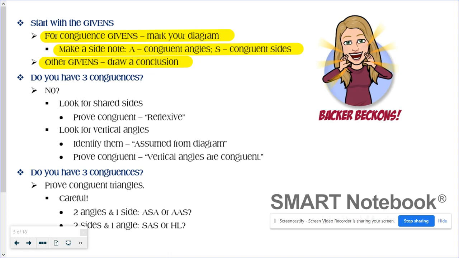So if you do not have three congruences, go to your look fors. Look for shared sides, because we can say that a segment is congruent to itself using the reflexive property. Another look for is vertical angles. Remember, whenever we want to use vertical angles in a proof, we have to first identify them, and our reason is assumed from the diagram, and then we can prove them to be congruent. Reason: vertical angles are congruent.